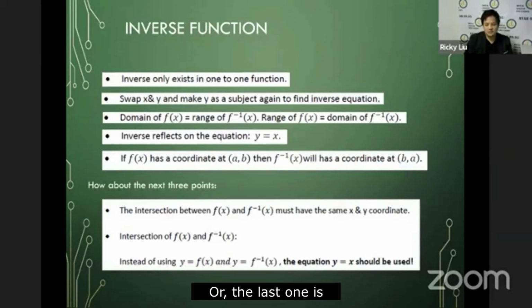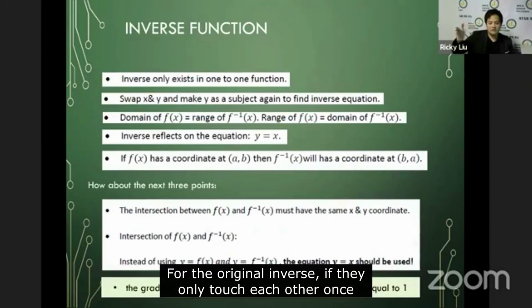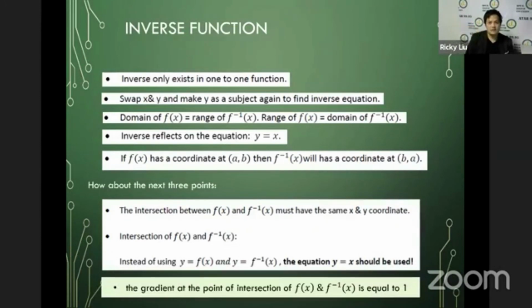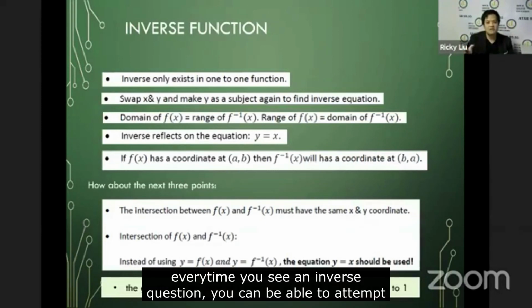And the last one is the gradient at the intersection point of the original and inverse. If they only touch each other once, the gradient at that point is 1. If the inverse and the original touch each other only once, then the gradient at that point is 1. So this is all the key concepts, from easy, moderate to hard. As long as all of these pop up, then every time you see an inverse question, you are able to attempt it.